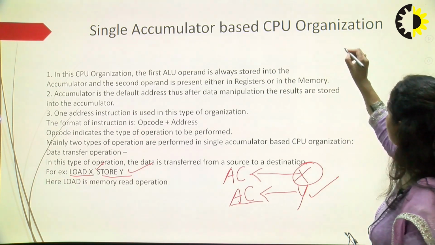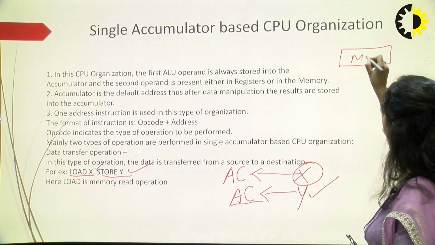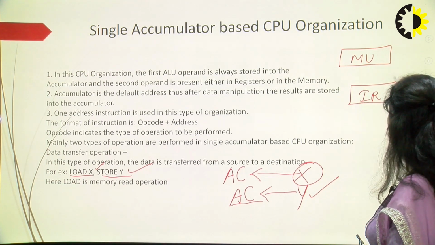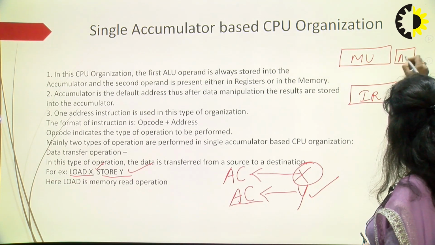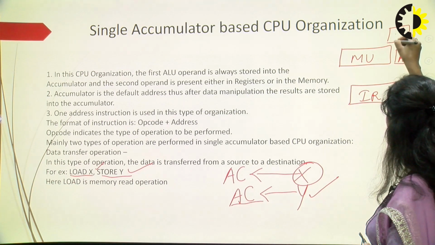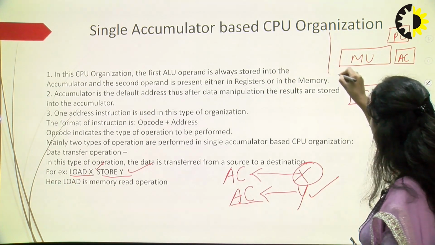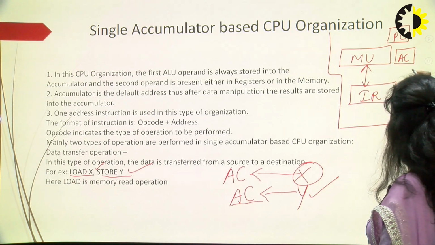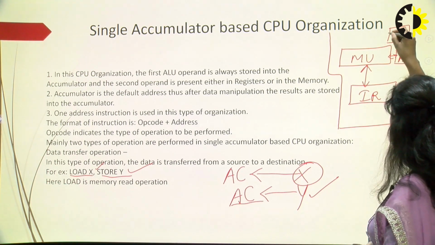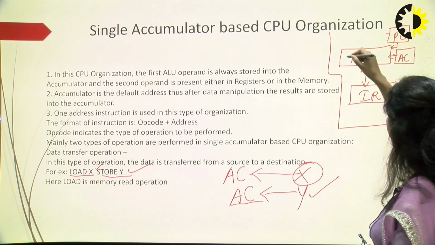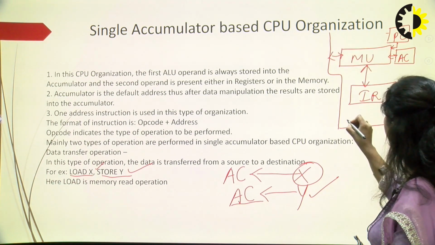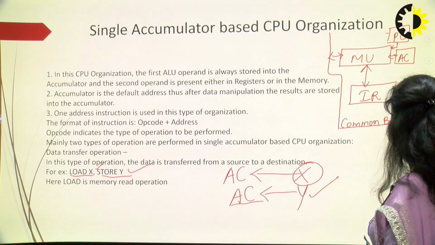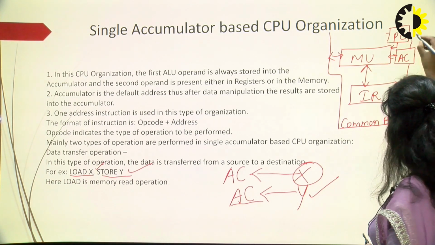Here we have one memory unit, an IR register, then we have the accumulator, the program counter, and a common bus between them. Here the instruction register is loaded by this, the accumulator is connected with this, and the program counter is also connected with this. This is your common bus, and it is connected with all the devices.